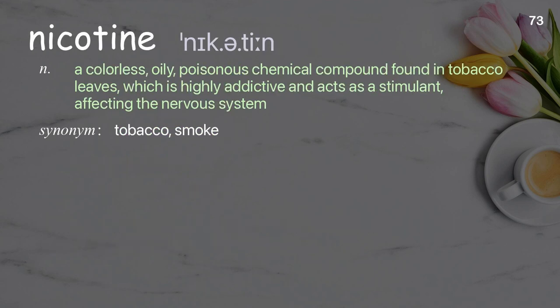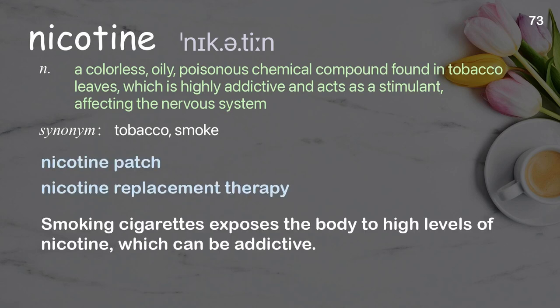Nicotine. A colorless, oily, poisonous chemical compound found in tobacco leaves, which is highly addictive and acts as a stimulant, affecting the nervous system. Examples: nicotine patch, nicotine replacement therapy. Smoking cigarettes exposes the body to high levels of nicotine, which can be addictive.